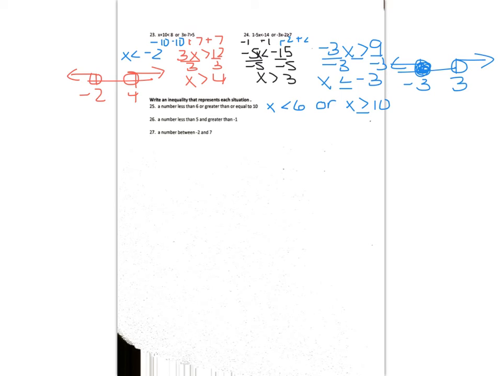The next ones, when it's an AND, you write them all as 1. So x is going to go in the middle. So x is bigger than negative 1. We kind of write them in the order they appear on the number line. And it's less than 5. And that's the same thing. A number between negative 2 and 7 is going to look the same way. So x is going to be in the middle. And x is bigger than negative 2, but it's less than 7.